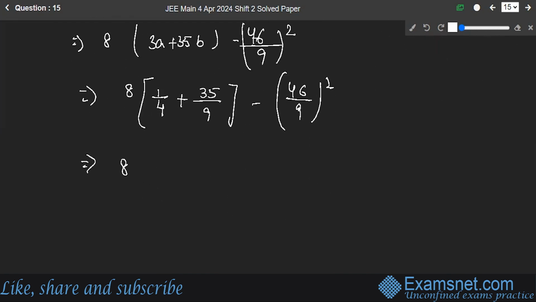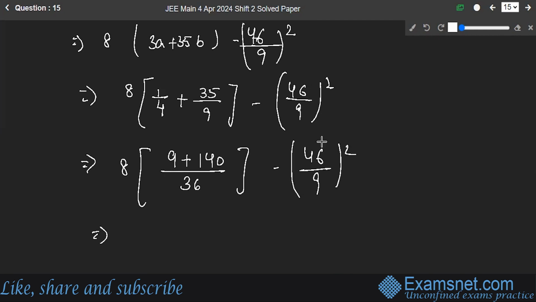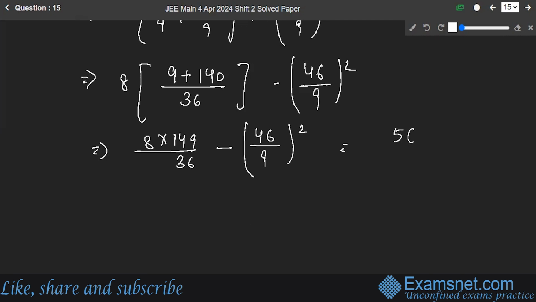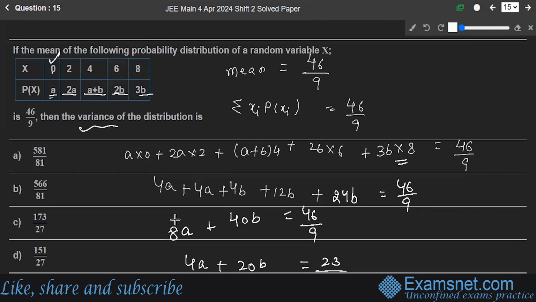Let's solve. 36 will be the LCM. So 9 plus 70, 140 minus this, it will be 8 into 149 upon 36 minus 46 upon 9 whole square. You will do the whole calculations. The answer will come out to be 566 upon 81. So we have the option as the right answer. Hope you're clear with this. Let's move to the next question.